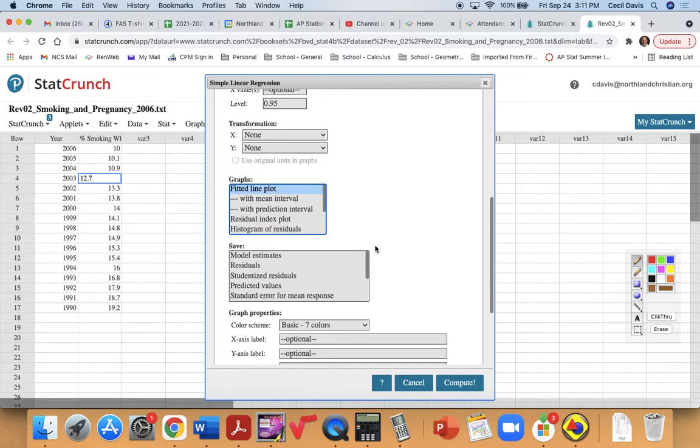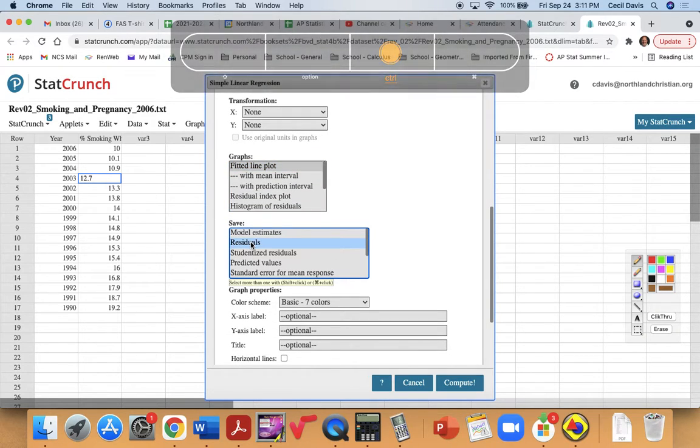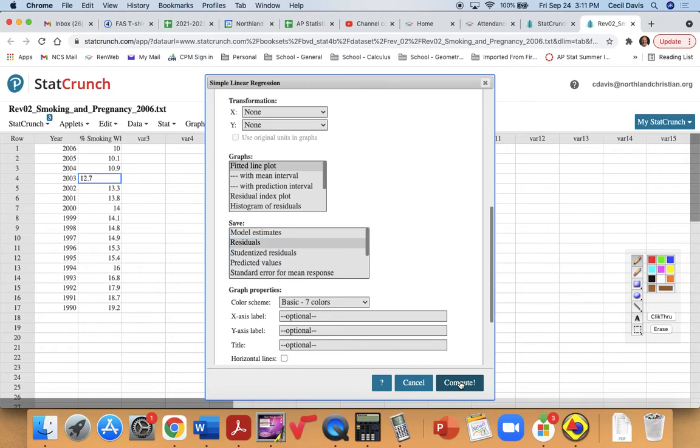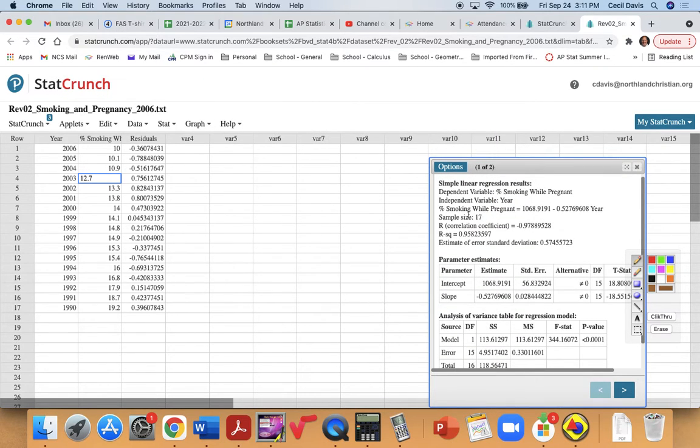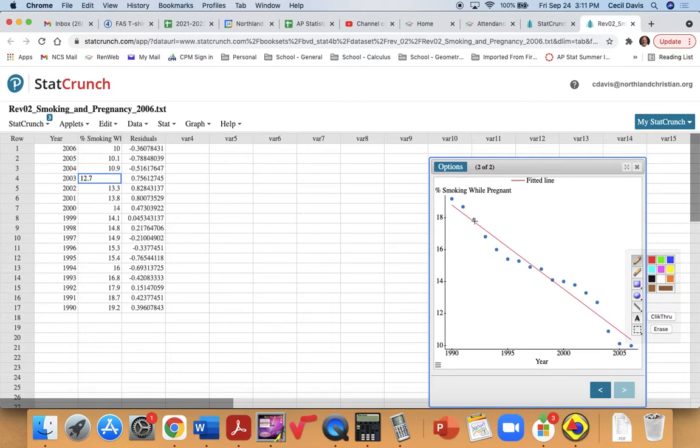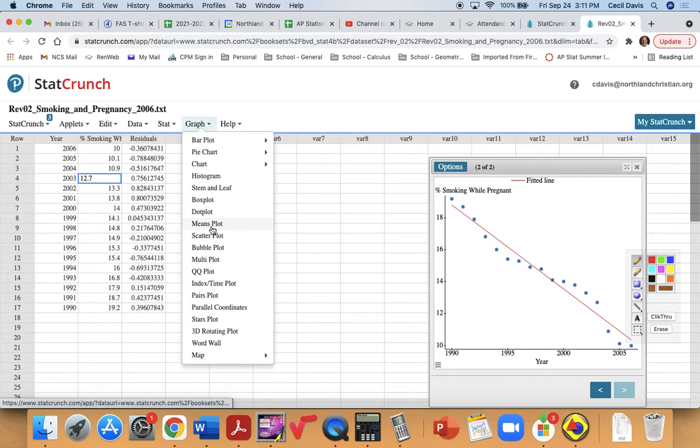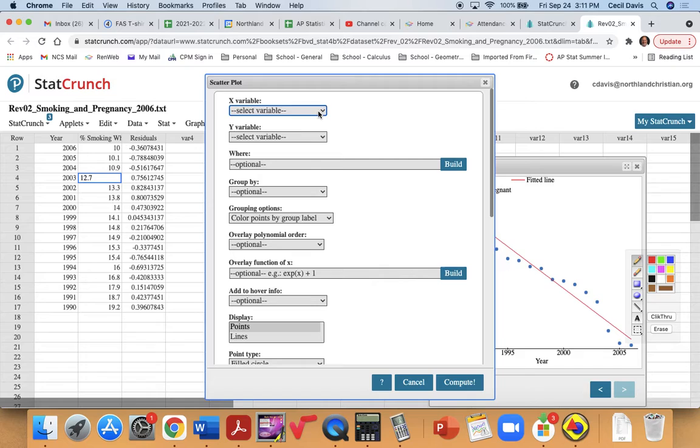Yeah. I'm going to do a fitted line, and I'm going to tell it to save the residuals. It will do your equation right here. And it'll show you the fitted line with your scatter plot. You can also do a graph of the residuals. So I'm going to do a scatter plot of the year versus the residuals.